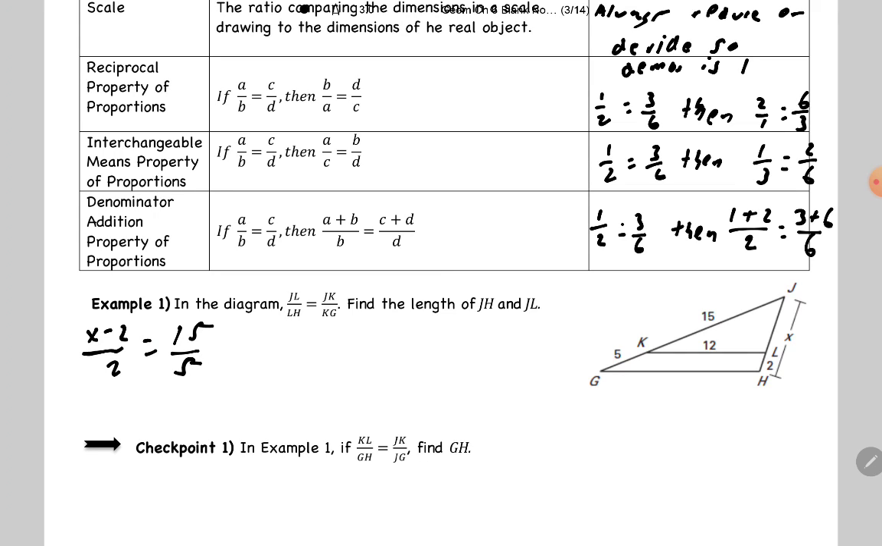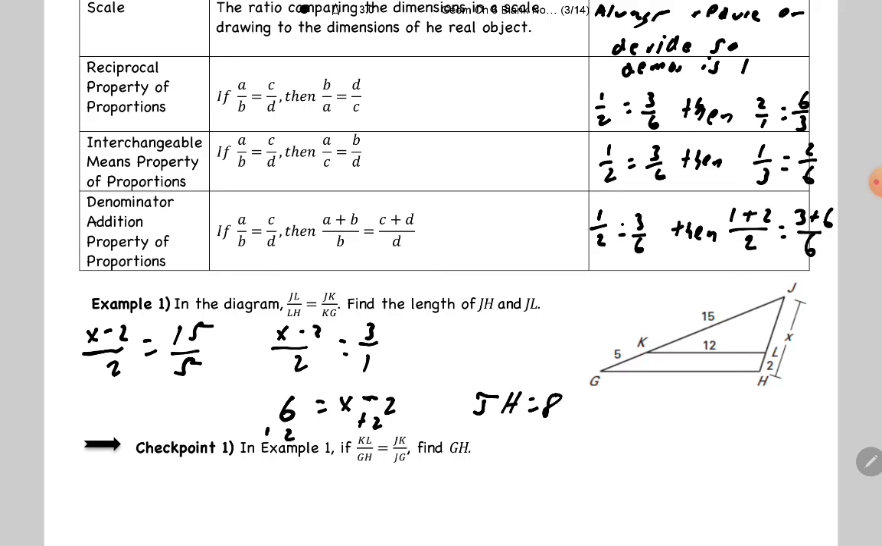Before we cross multiply, I just noticed that we can reduce the right fraction a little bit. So I'm going to rewrite it. We have X minus 2 over 2 on the left. On the right, 15 divided by 5 is 3 over 1. So when I cross multiply, I'll get 2 times 3, which is 6, and then 1 times X minus 2 is just X minus 2. Add 2 to both sides, and we'll get JH equals 8.